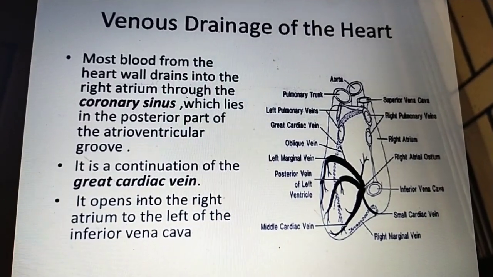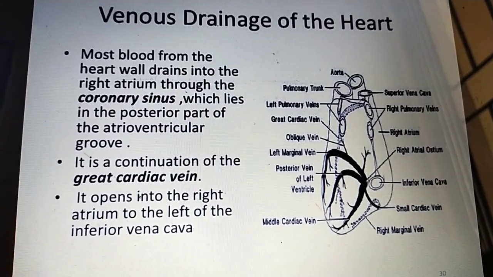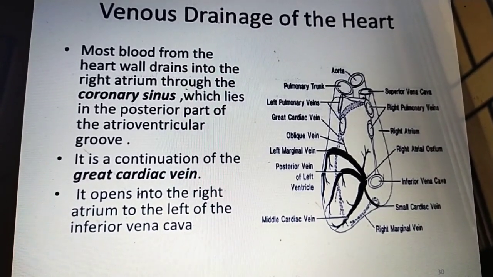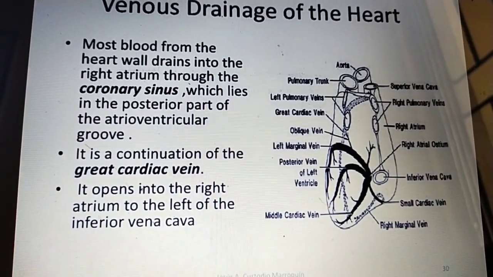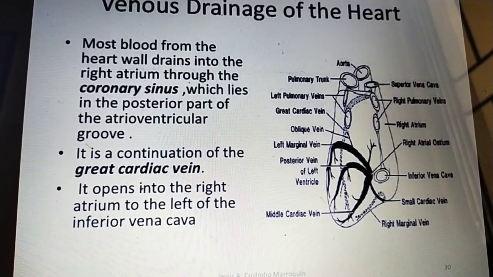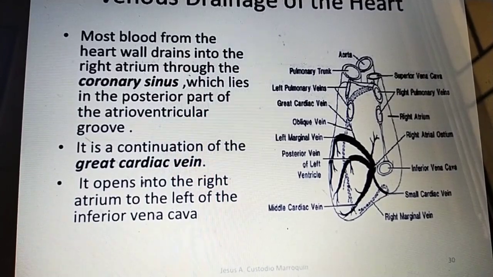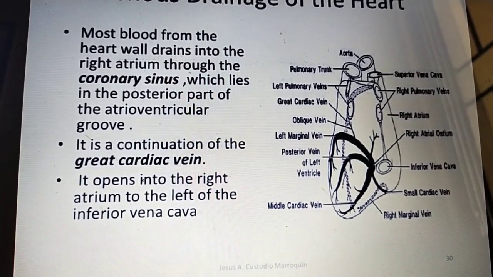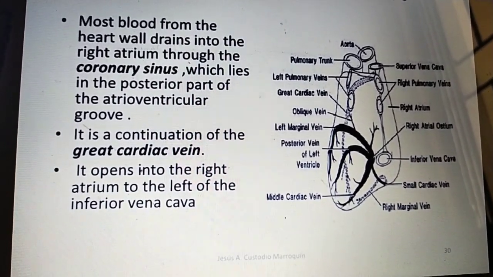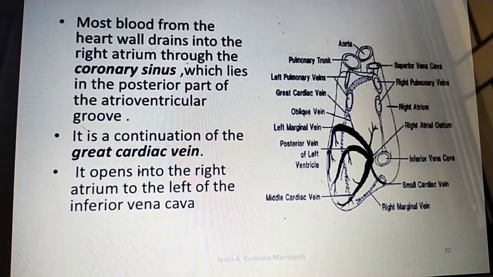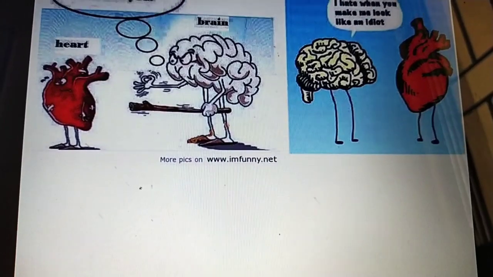Then venous drainage of the heart. The whole heart is drained by the coronary sinus, and that coronary sinus opens in the right atrium. Most blood from the heart wall drains into the right atrium through the coronary sinus, which lies in the posterior part of the atrioventricular groove or coronary sulcus. It is a continuation of the great cardiac vein. It opens into the right atrium to the left of the inferior vena cava.